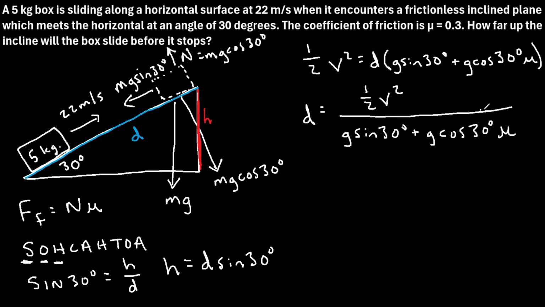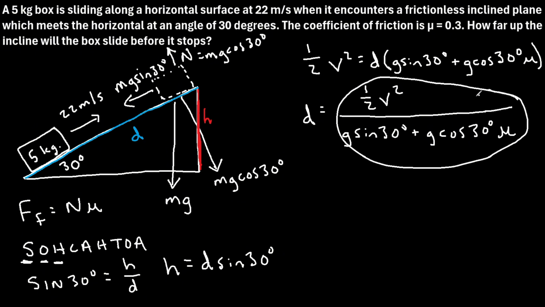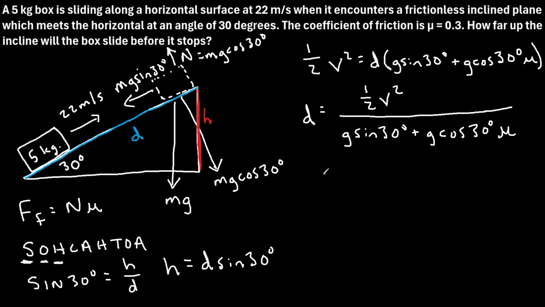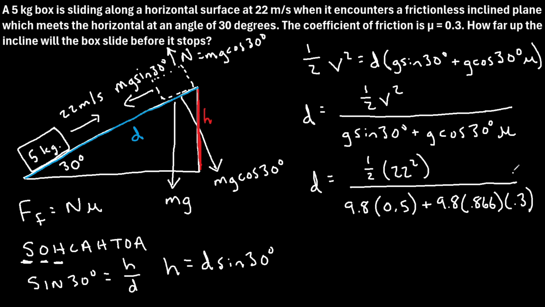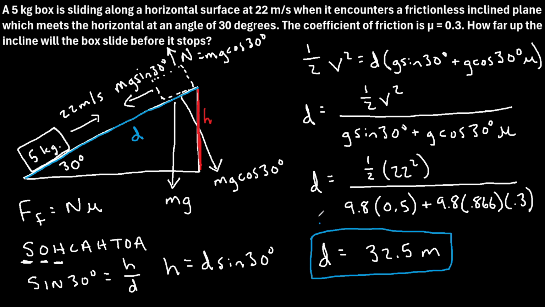So now we can just fill in all of these values and we'll be able to solve for d, the distance that the box goes up the incline. So here's what we get. When you punch all of these values into a calculator, it comes out to d equals 32.5. And we're talking about the distance up the incline, so we'll say meters as our units. So that will be our final answer. That is how far up the incline the box will slide before it comes to a stop.